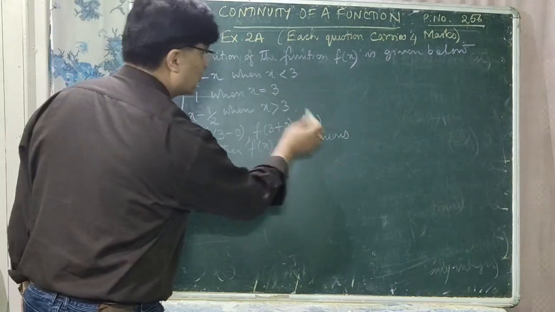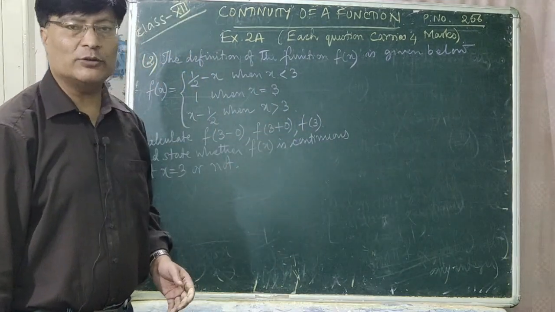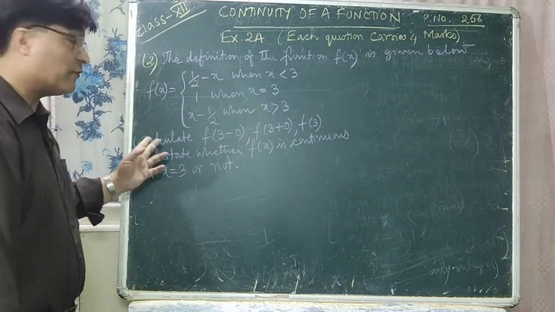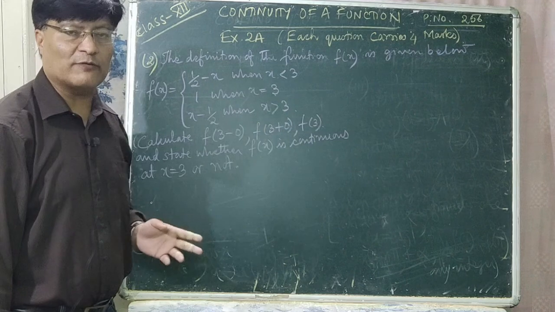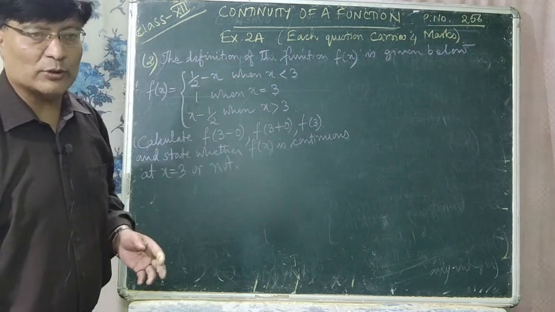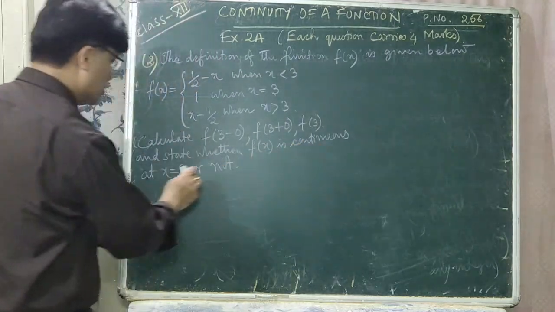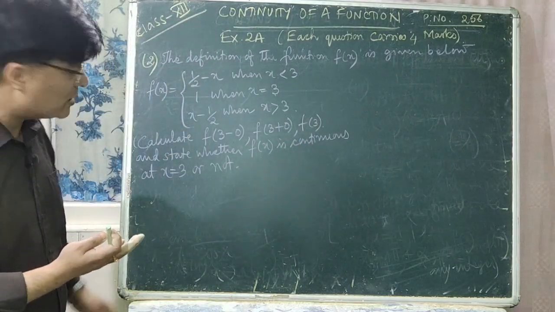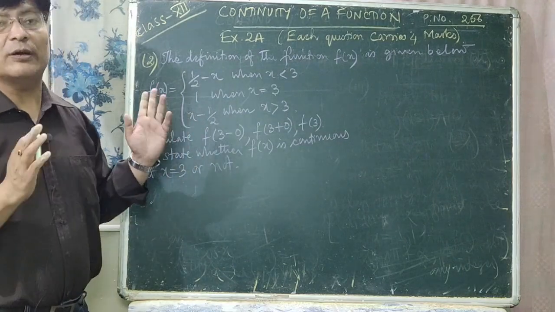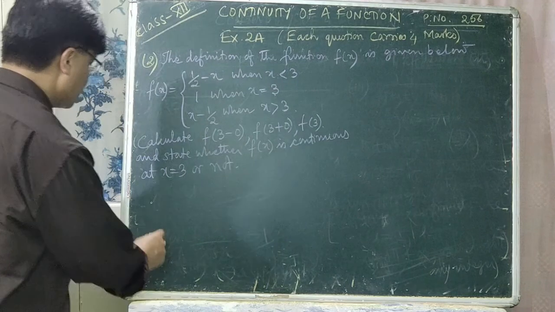And f of 3 is the value of the function f of x when x is exactly equal to 3. Okay, so first of all you have to calculate the value of the left hand limit, the right hand limit, and the value of the function when x is exactly equal to 3, and then you have to state whether f of x is continuous at x is equal to 3 or not. Okay, so let us do the solution now.